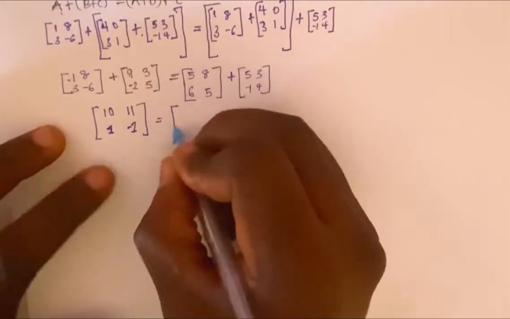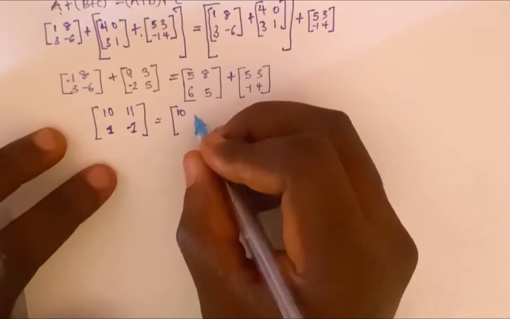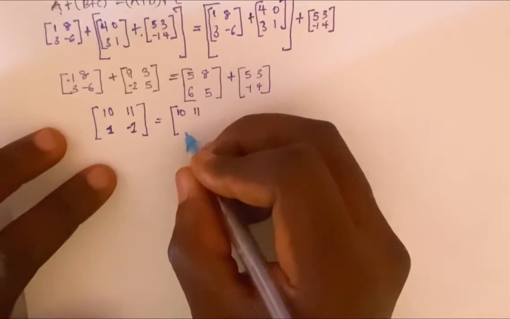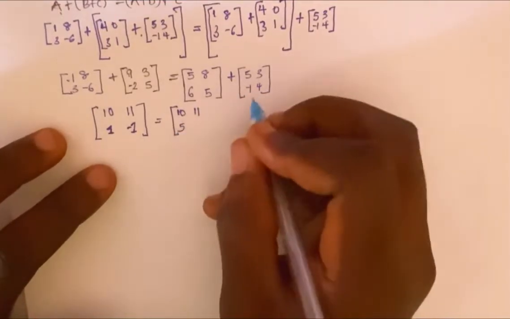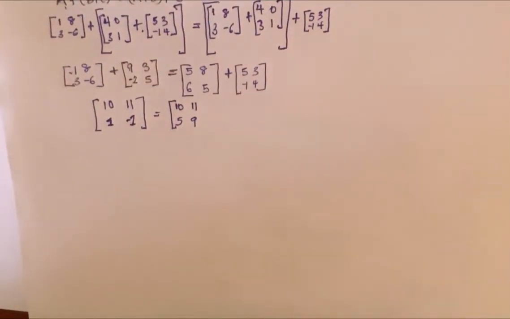Is it equal to, that's 5 plus 5, which is 10, 8 plus 3, which is 11, right? 6 plus minus 1, that's 5, right? 6 plus minus 1, that's 5. Then 5 plus 4, that's actually 9. But wow, there's a mistake somewhere.